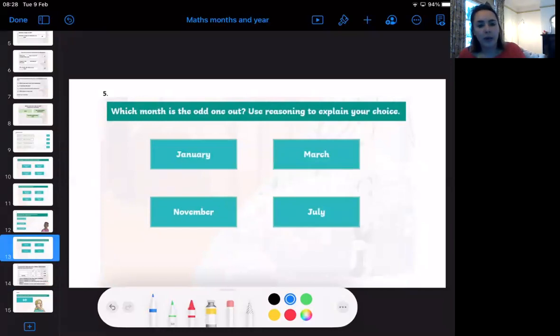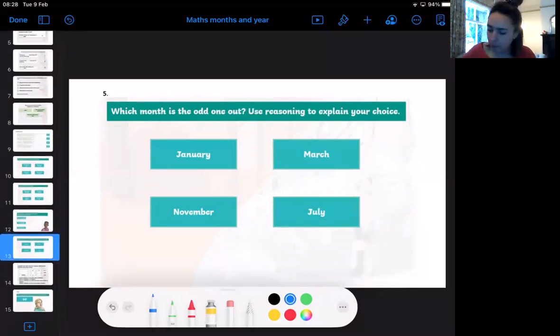Which month is the odd one out? Use reasoning to explain your answer. You need to have a look at these, think about how many days there are, what season maybe they're in, and see which one is the odd one out and give me a reason why. I don't just want January's the odd one out, if that is the answer. I would like January's the odd one out because, and tell me why it's the odd one out.